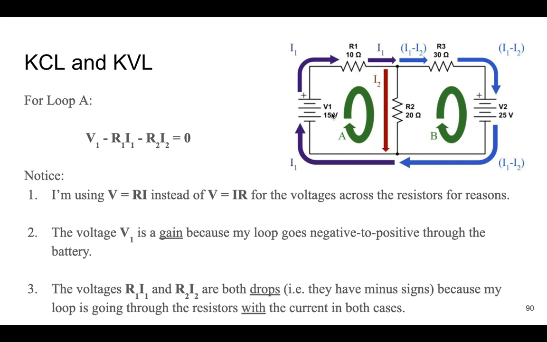Because our loop is going through R1 the same way that we drew the current, I1, that's going to be a drop. If you go through a resistor with the current, it's a drop. And then loop A continues. We come down through here. Now we get to R2, and we're going through R2 the same way as the current I2. So this will also be a drop. And then nothing happens. You get back to the beginning of your loop. So you have this equation right here.